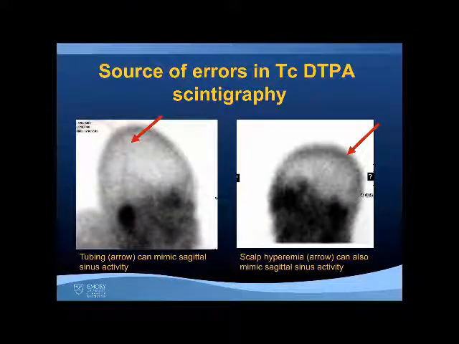What are the sources of error in DTPA scintigraphy? As I said, we have to look for sagittal sinus activity. Sometimes some hardware can mimic sagittal sinus activity. For example, if there is a tubing present, that can sometimes mimic sagittal sinus activity. Some patients with head trauma can have scalp hyperemia that can also mimic sagittal sinus activity.